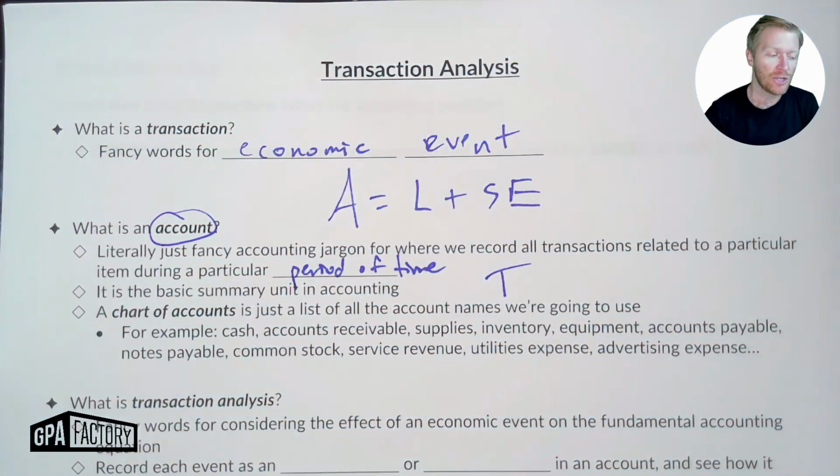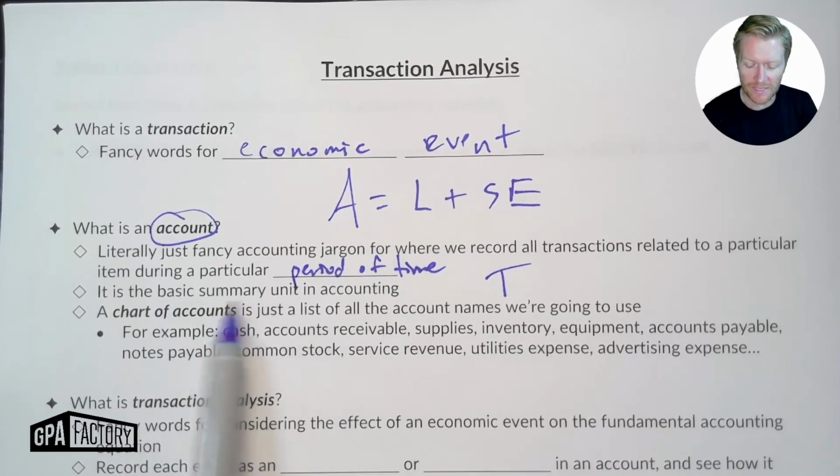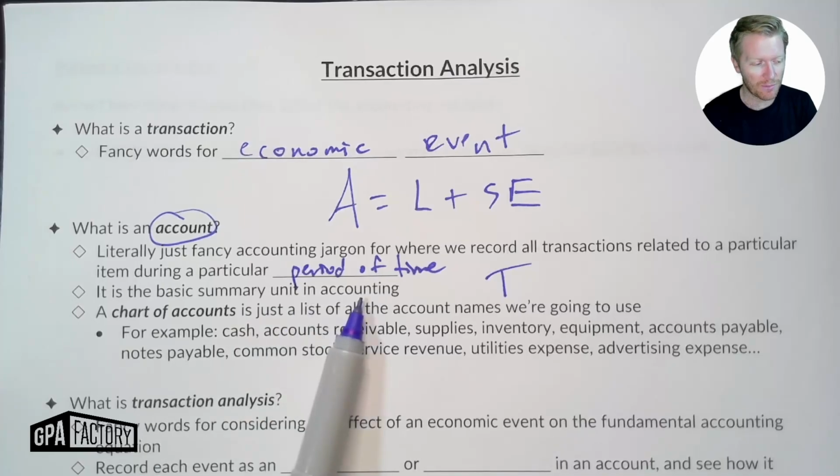The different accounts that we might deal with in accounting are like cash or accounts receivable or property, plant, and equipment, or all of our revenue accounts, all of our expense accounts. All of those are different accounts where we want a clear understanding of what the increases and decreases were in that particular account over a period of time. So it's the basic summary unit in accounting. We're summarizing what happened to cash, what happened to accounts receivable, et cetera.